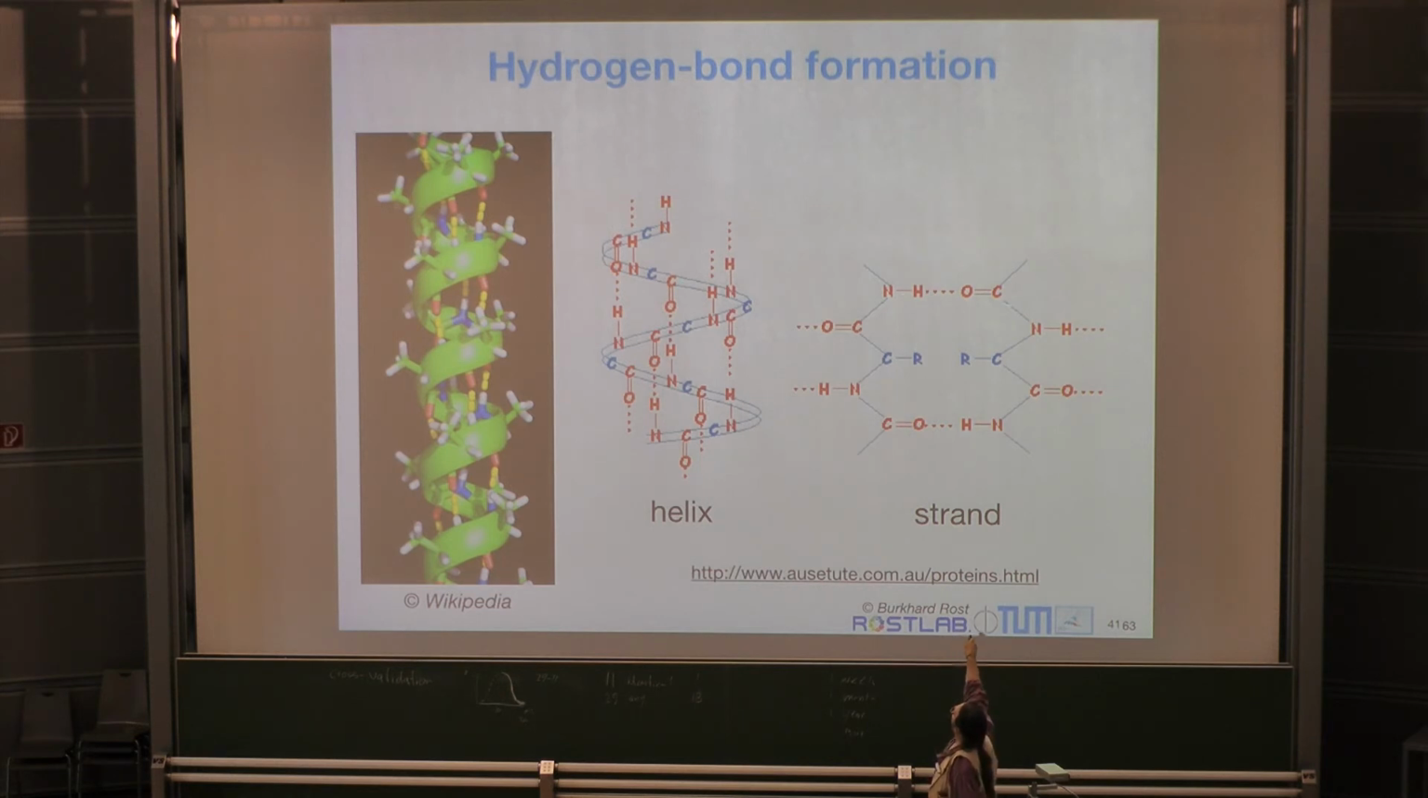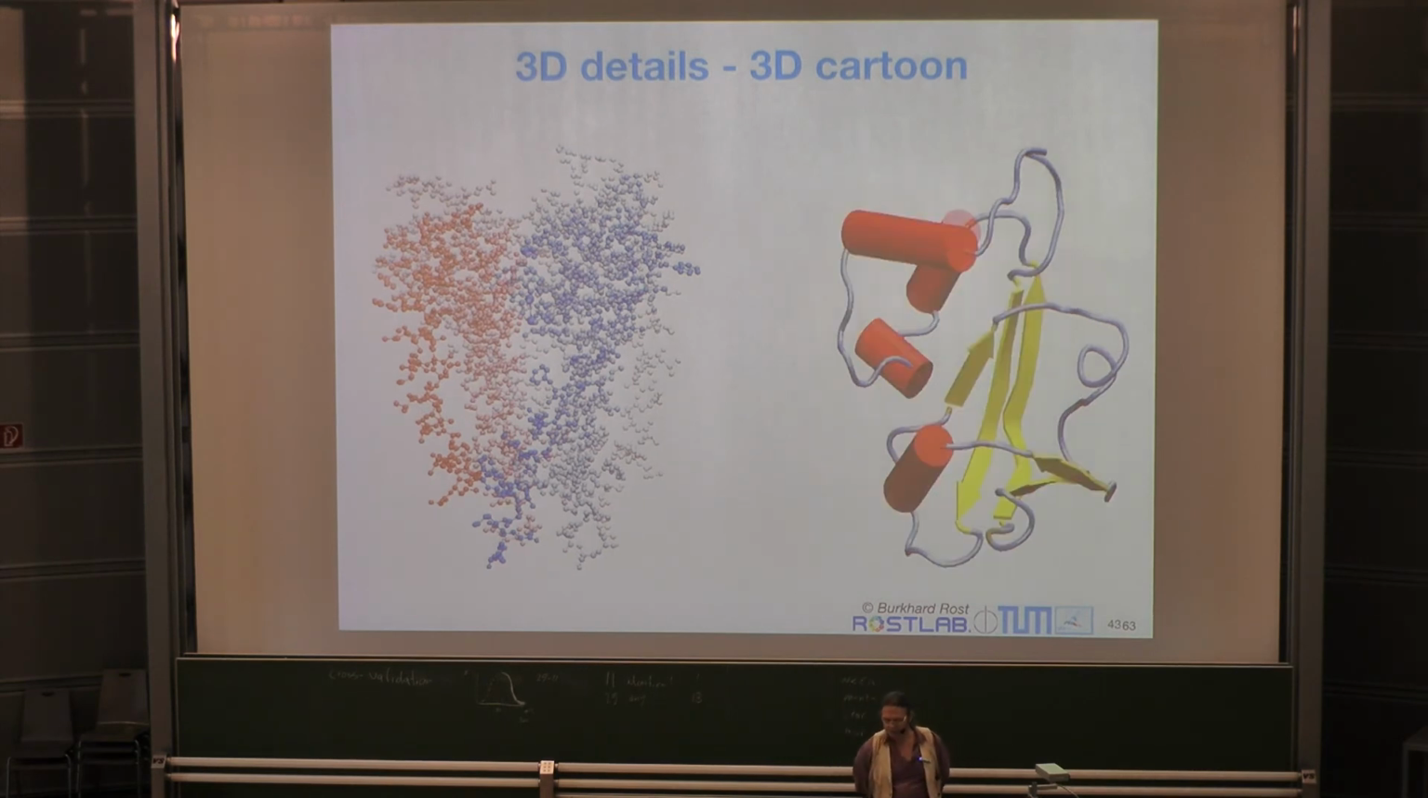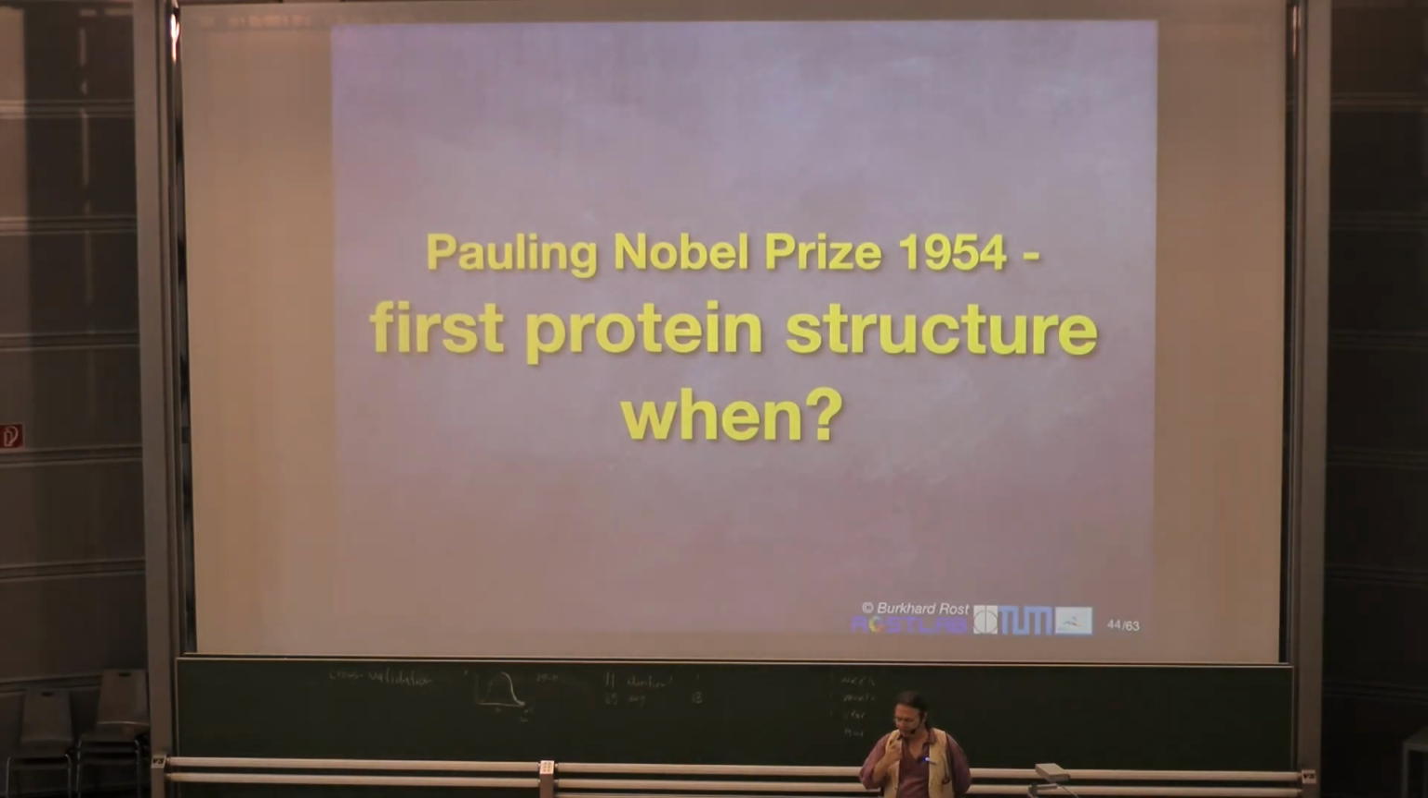For the beta strand, it is between, every 2 goes to the next, neighboring strand. And that is in fact in cartoons, you can see these helices and strands. That brings us to the next question. So I'm showing you these images. Do you have any idea when the first structure was done?